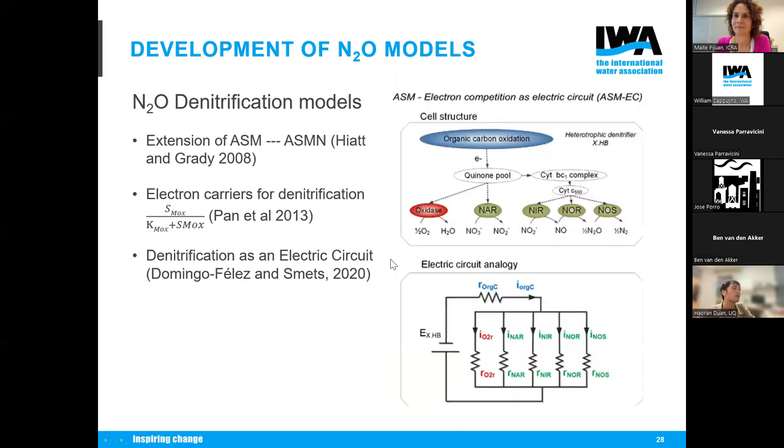More recently, an alternative model was proposed by Butts-Mass group at DTU. They used an electric circuit to resemble the electron competition, basically using electric resistance to represent each step to regulate the electrons that become available, and how that regulates the N2O emissions in denitrification.